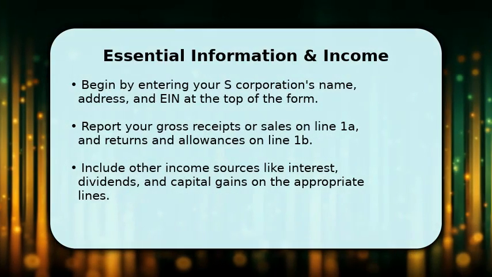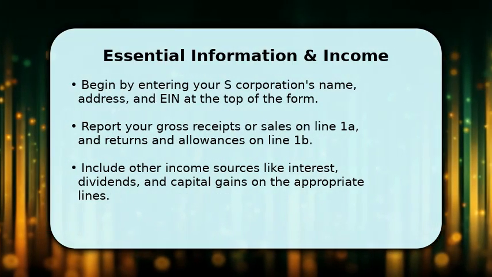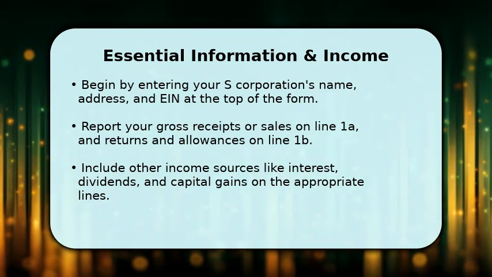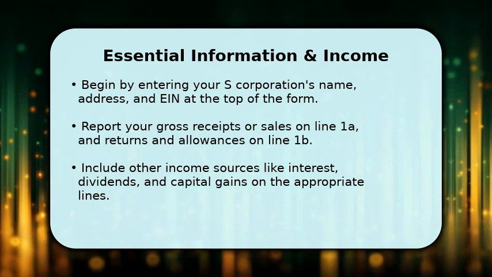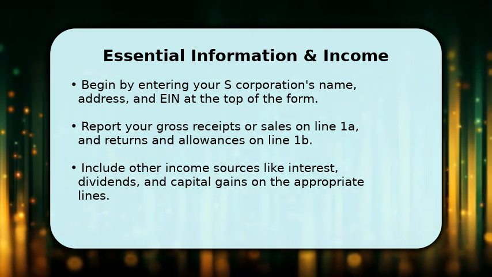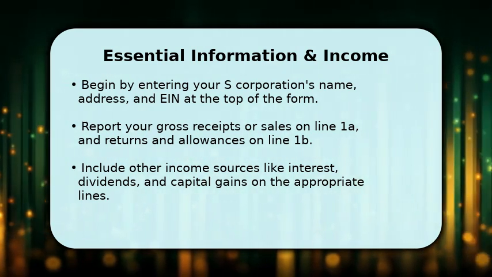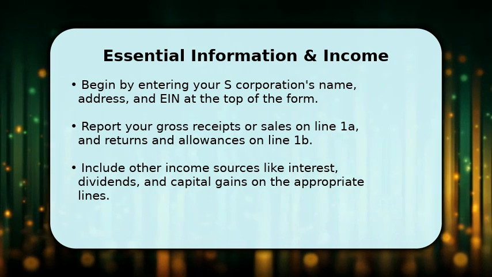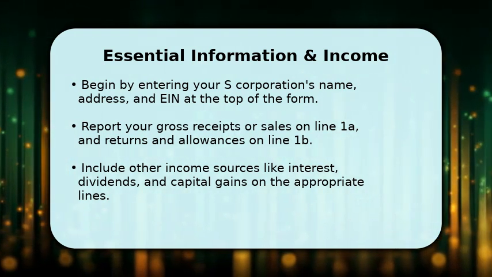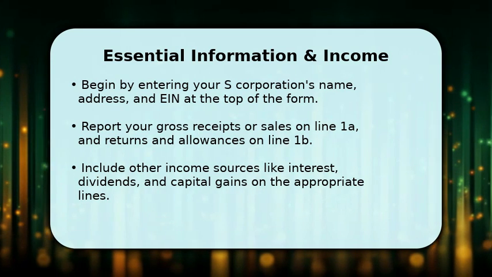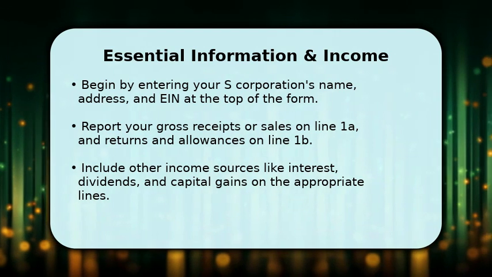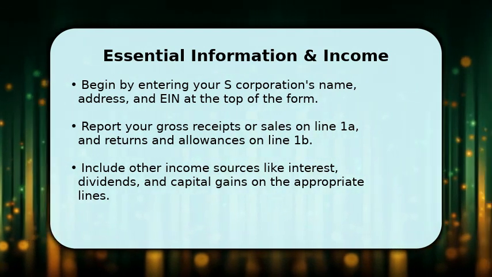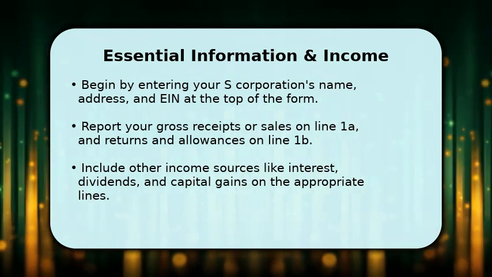Moving on, you'll start by filling in your S corporation's basic identification details, like its name, address, and employer identification number. Then, you'll report your gross receipts or sales, subtracting any returns or allowances. Don't forget to include any other income your corporation received, such as interest or dividends, in the designated sections. Accuracy here is key for a smooth filing process.